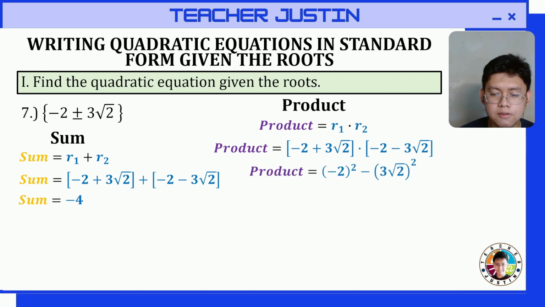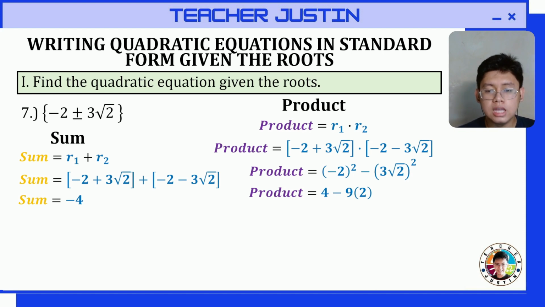So, square natin si first term minus the square of the last term. So, let's square the first term. So, square of negative 2 is 4. The square of our last term, which is 3 square root of 2, will be 9 times 2. So, 4 minus 9 times 2. 9 times 2 is 18. 4 minus 18 will give us negative 14.